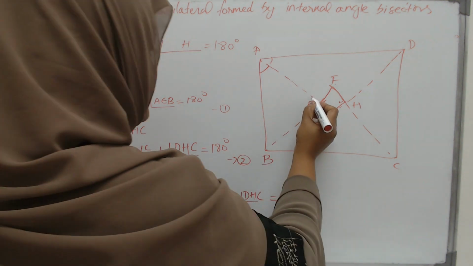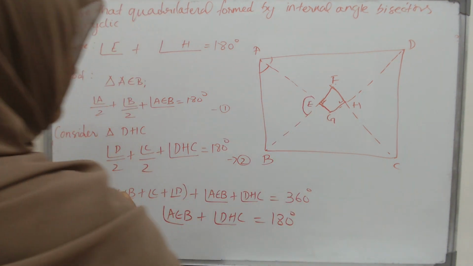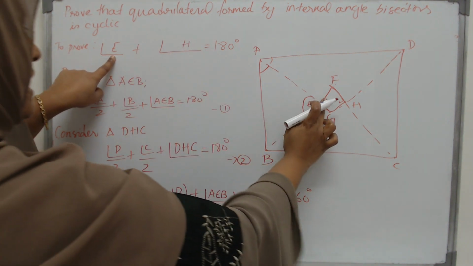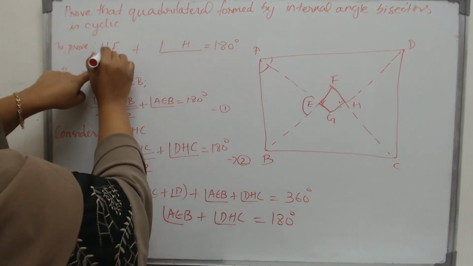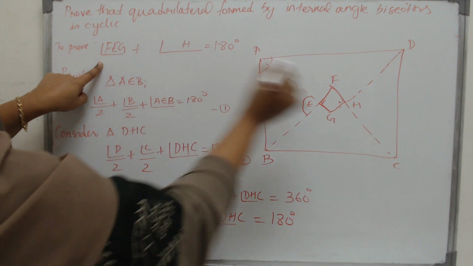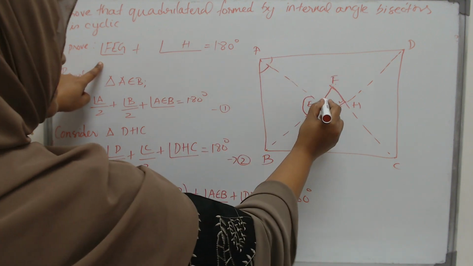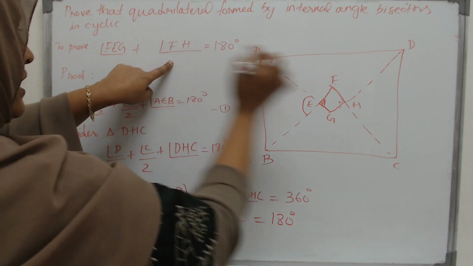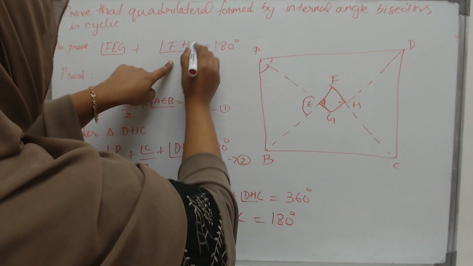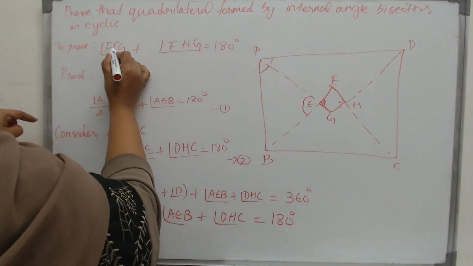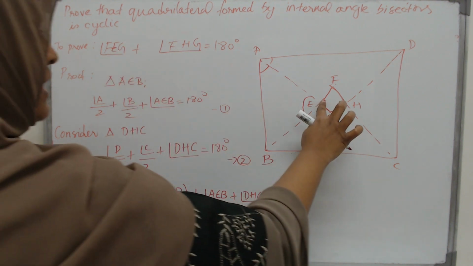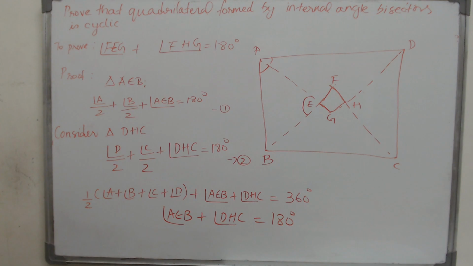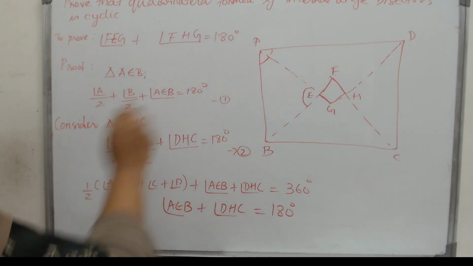But then consider what is outside. Now let me write the name properly. I have written it as E and H, but its actual name is FEG, this inside angle, and the other is FHG. These are the two angles that we have to add, and we have to prove that it is equal to 180. We are going to the outside angles.